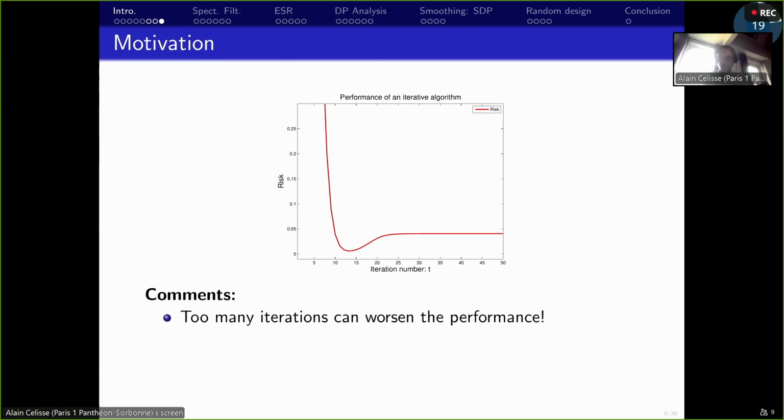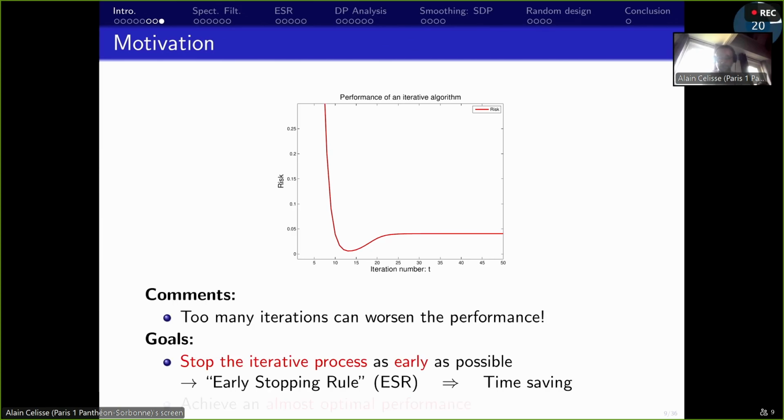So as I told you, it means that too many iterations will worsen the performance, and it suggests that, on the contrary, I should interrupt this iterative process as early as possible, meaning that I want to introduce an early stopping rule for saving time and computational resources, while achieving an optimal performance, because ideally I would like to be able to stop as close as possible to this optimal number of iterations. So this is the goal we pursue in what follows.